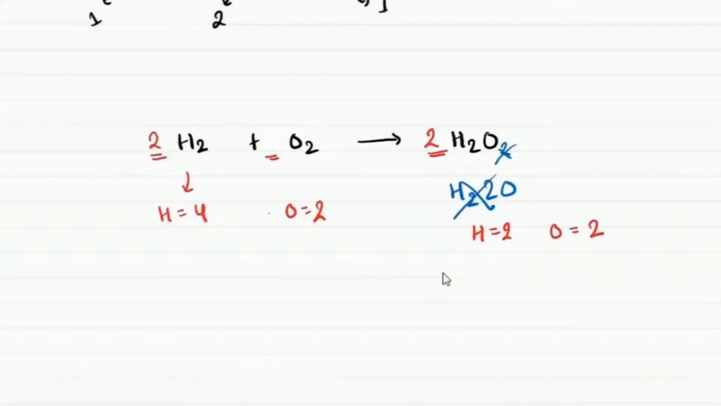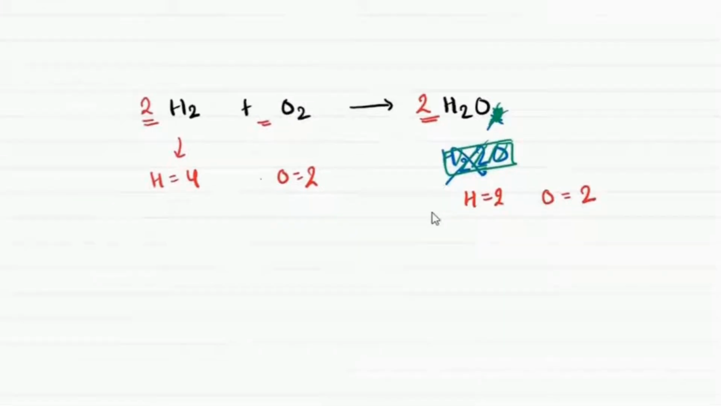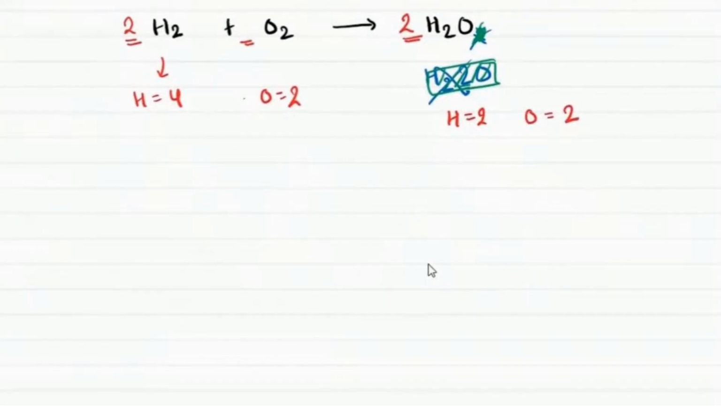You need to remember this: you can't add numbers below the atoms, and you can't write numbers in the middle. These two things you can't do. You can add numbers in front, and you just need to make the number of atoms equal. Now, let's do some more examples, just to make it clear.